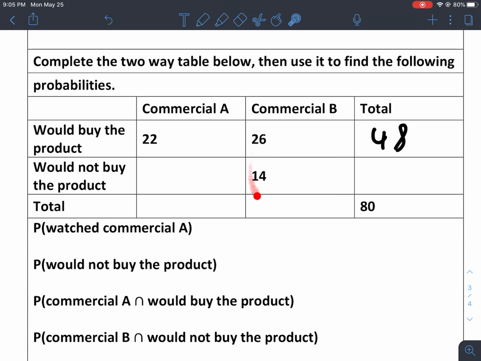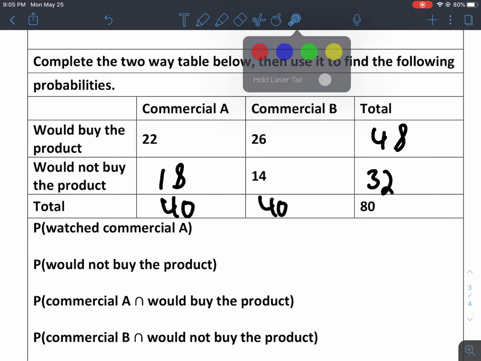Total who watched commercial B, right? Not everyone watched both commercials. For commercial B, there were 40 people who watched it, so they seemed to split it evenly, which means there were 40 people who watched commercial A, which means that is 18, and that is 32. Again, it's all addition and subtraction using rows and columns that does this.